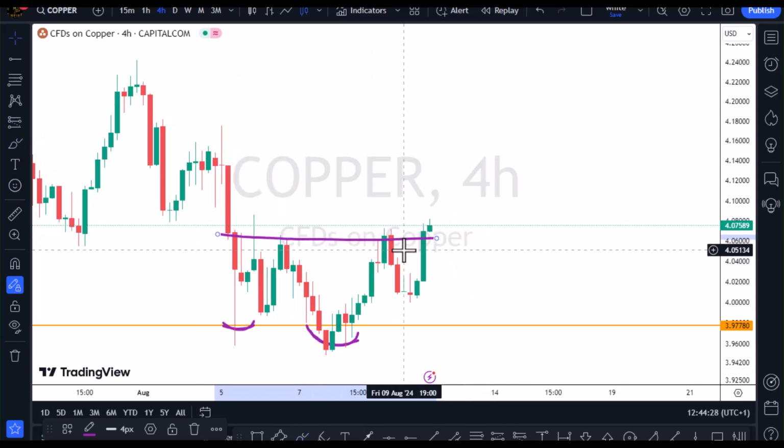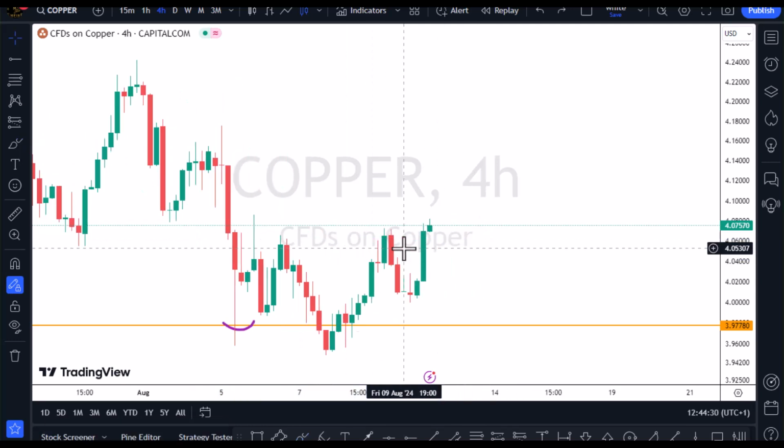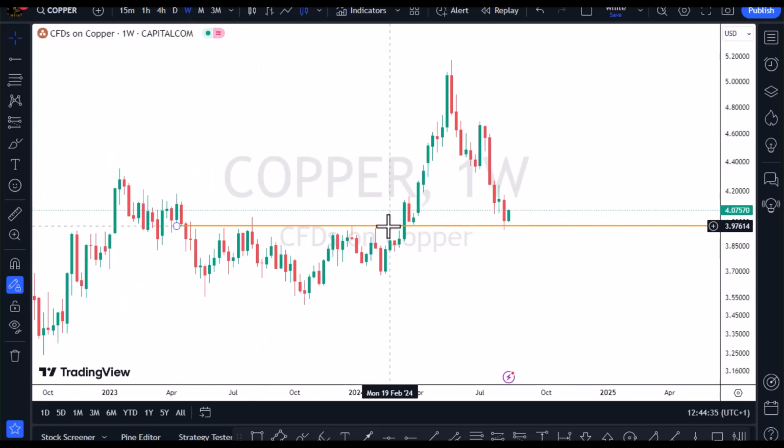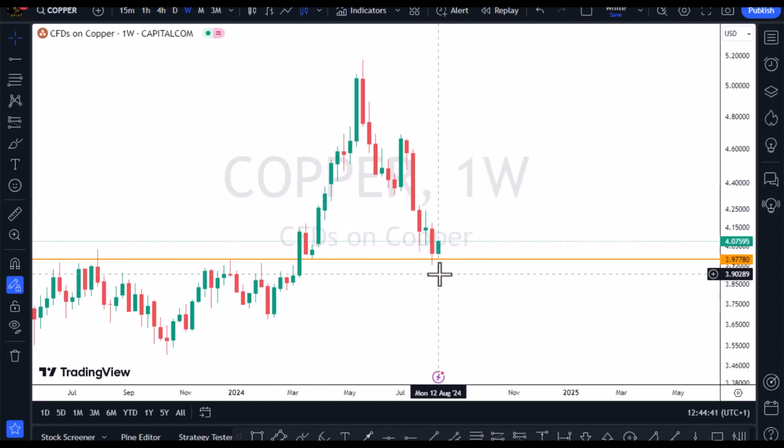Now the main reason why I took the trade setup right here was based on the fact that, from the weekly chart, this was a strong technical level with an order block zone. There was an order block right here, a bullish order block. You can see that right here. Price pushed to this level, and last week was rejected right here.